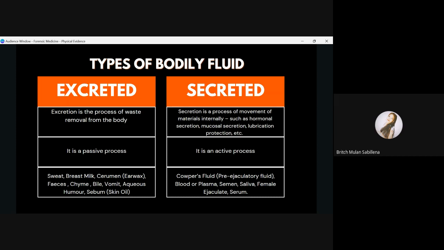Next is urine. Urine can be used to detect the presence of drugs or alcohol in a suspect's system. It can also provide evidence of drug use or distribution and can be collected from containers, clothing, or drug paraphernalia.